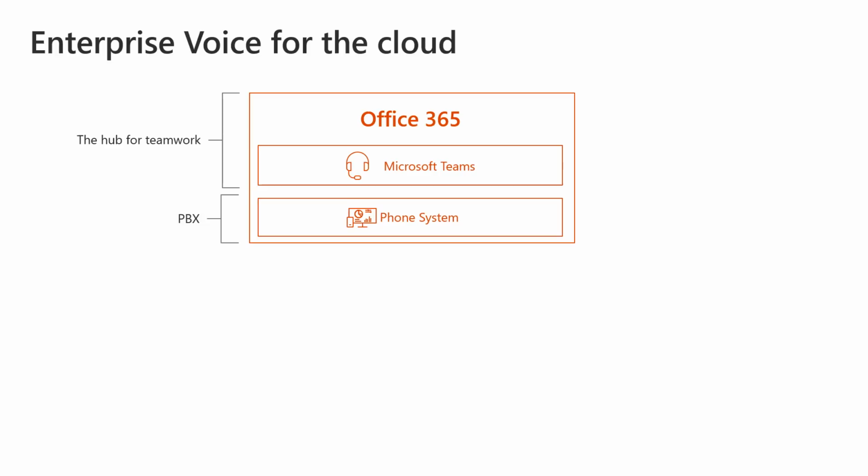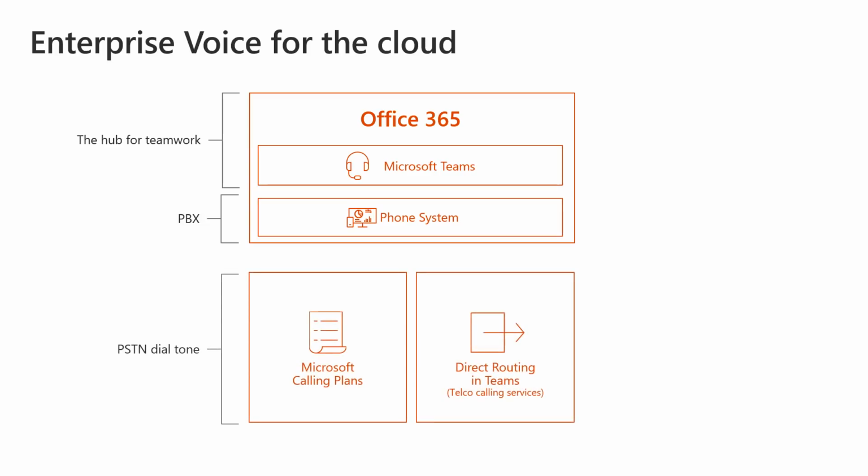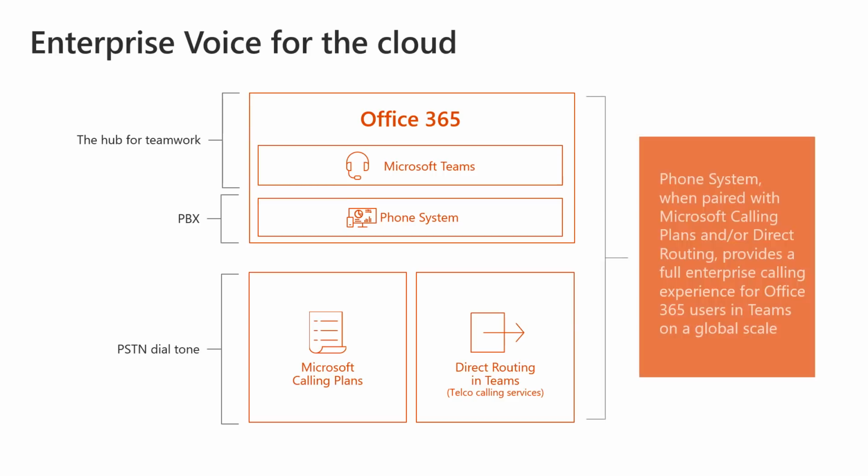What we don't have at this point is any connectivity to the actual phone system. And there are two options, either the Microsoft calling plans, where Microsoft provides you a phone number, or direct routing in Teams. In this session, we're going to concentrate only on direct routing. Just for the context, it's important to understand that if you want to give your users phone numbers and they should be able to call phone numbers, you need to have Microsoft Teams, the phone system, and then one of the two options, Microsoft calling plans or direct routing.